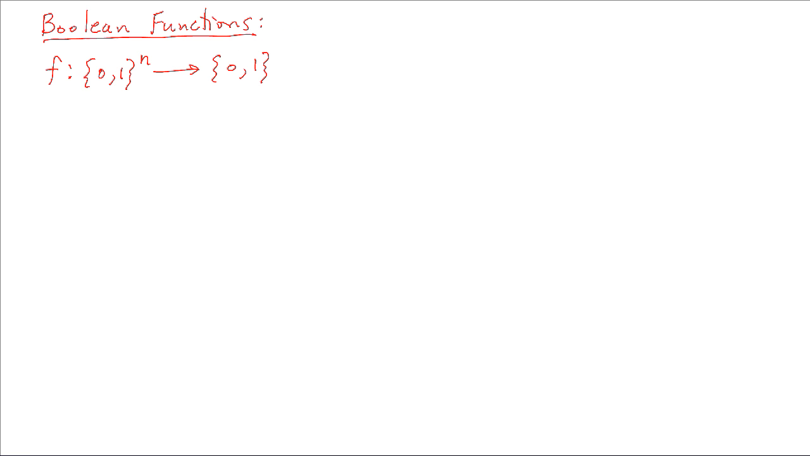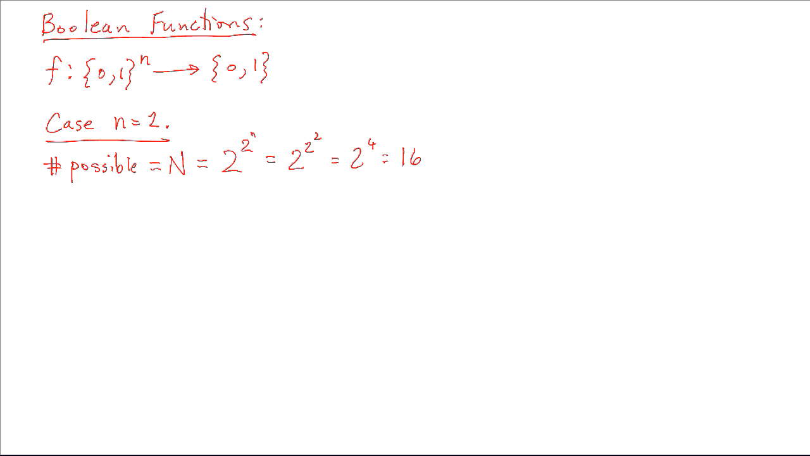Okay, so I'm going to take the case n equals 2, and we found out that the number of possible Boolean functions that we could define, we call it capital N, is 2 raised to the 2 to the n power. And that's 2 to the 2 to the 2, which is 2 to the 4th, which is 16. So there's 16 possible Boolean functions that I could define for the case n equals 2.